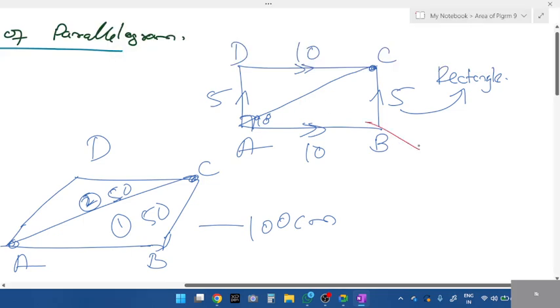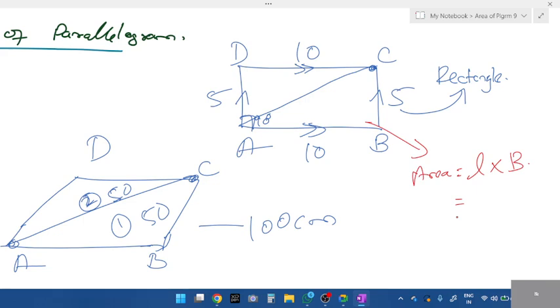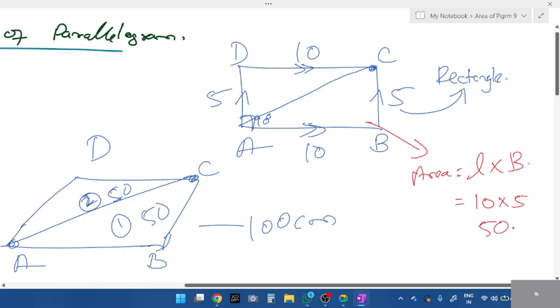Two triangles. What is area of a rectangle formula? Length into breadth. Make a note. What is area of a rectangle? Length is 10, breadth is 5. Okay, it is 50 centimeters square. Then what about the area of each triangle, students? We have two triangles, 25 centimeters square each. Is it clear?